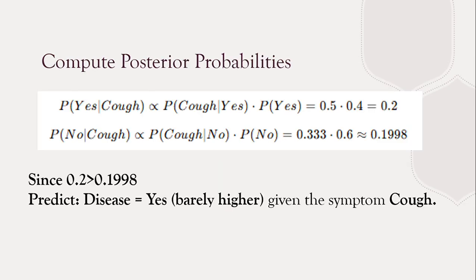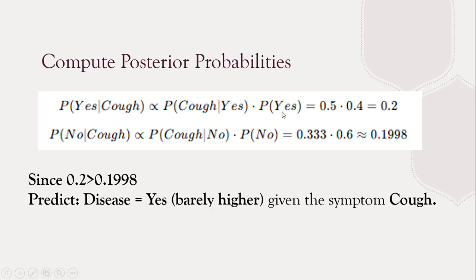Now the final calculation is to compute the posterior probabilities. So we have to calculate the posterior probabilities of, if the person is having cough, whether he will have disease yes or not. If the person is having cough, whether he is having a disease yes or no. So that we have to calculate. So that's why two posterior probabilities we will be calculating. Probability of yes given cough is equal to probability of cough given yes into probability of yes.